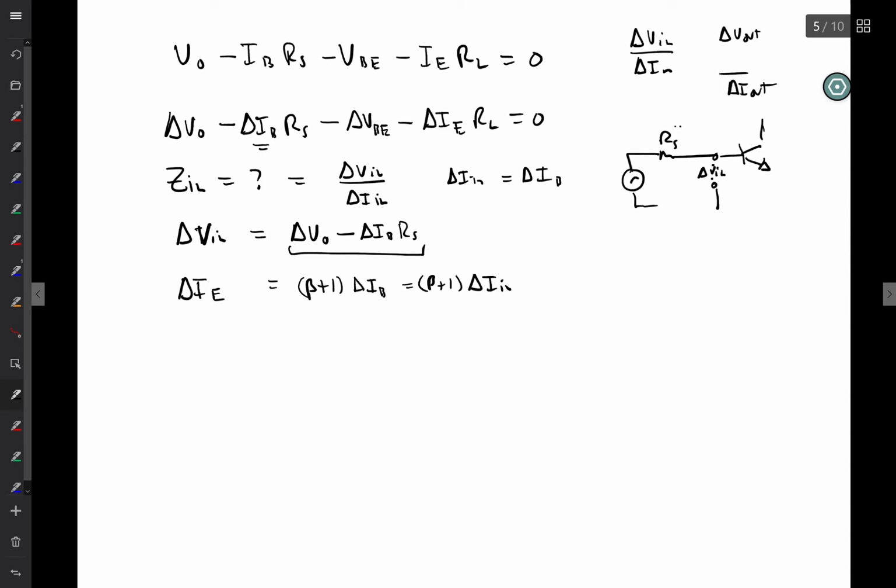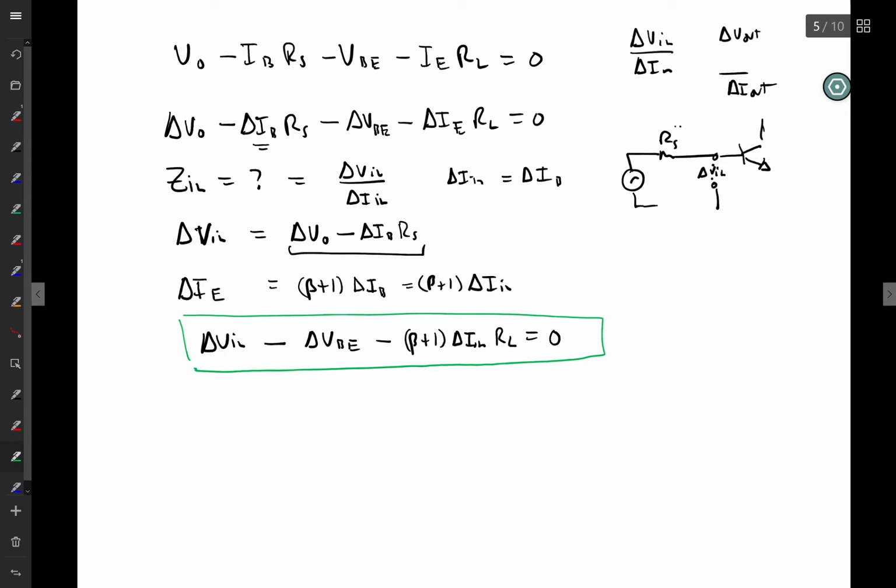So I make those replacements in this equation up here, and I would get delta V in minus delta VBE minus beta plus 1 times delta I in times R sub L is equal to 0. Okay, so this gives me one intermediate result.